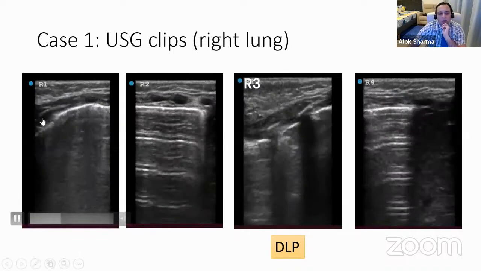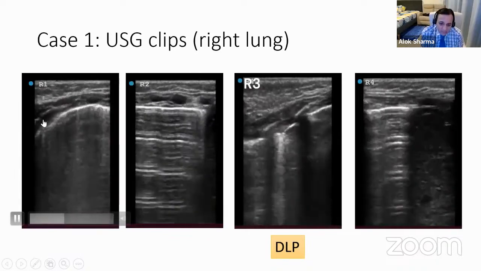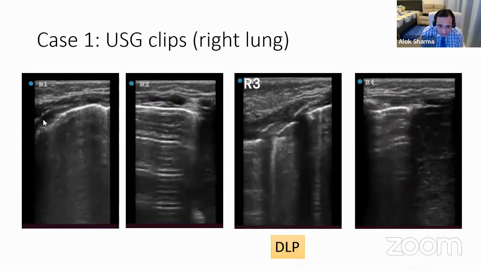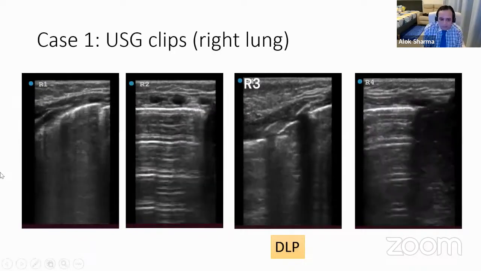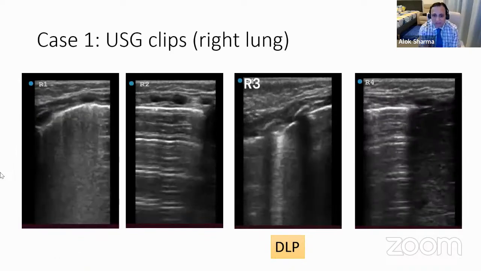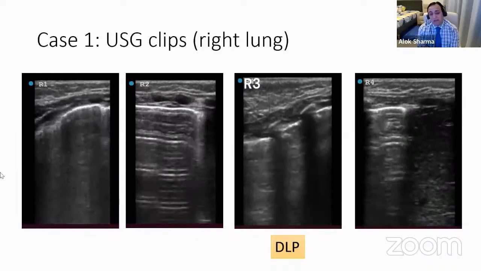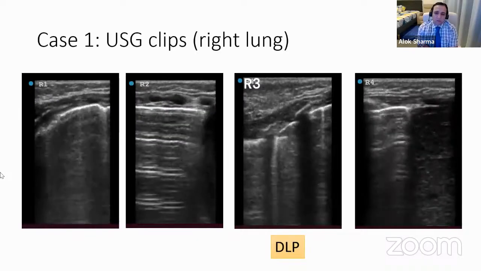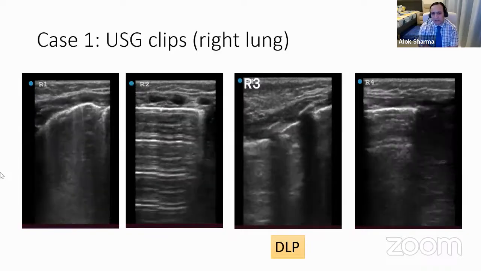So clinically, I think this fits less well. It's non-homogeneous, first of all, with the B profile, interspersed double lung points. It's certainly regular pleura for me in the majority, at least, with maybe one or two areas of consolidation. So I would feel clinically this is more in keeping with transient tachypnea.